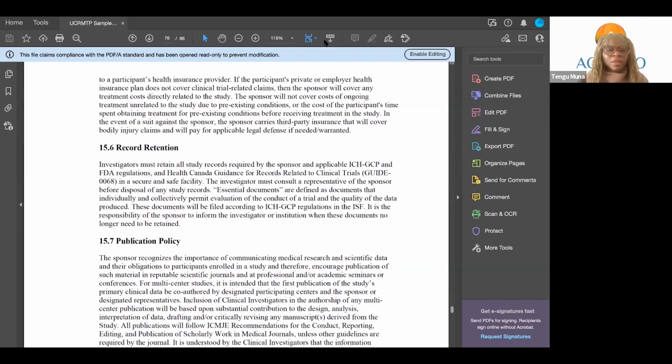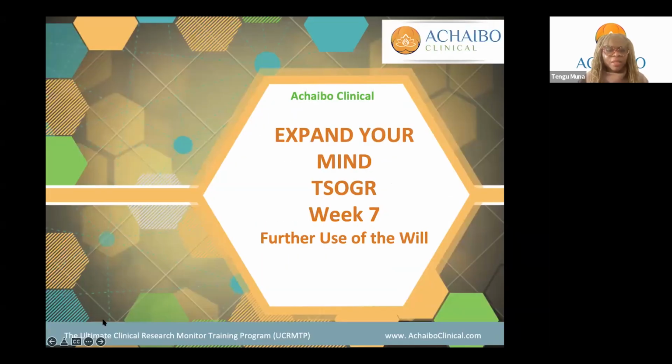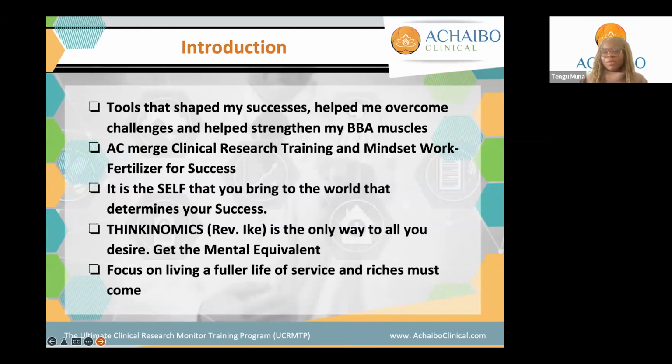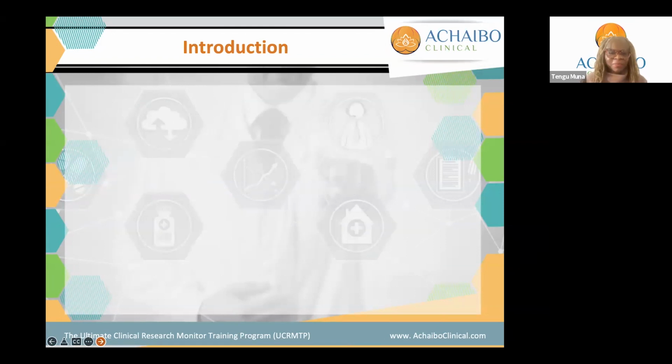to perfect. The Science of Getting Rich, further use of the wheel. I always talk about thinkonomics. There is no economy but the economy of thought. Thinkonomics. Okay.